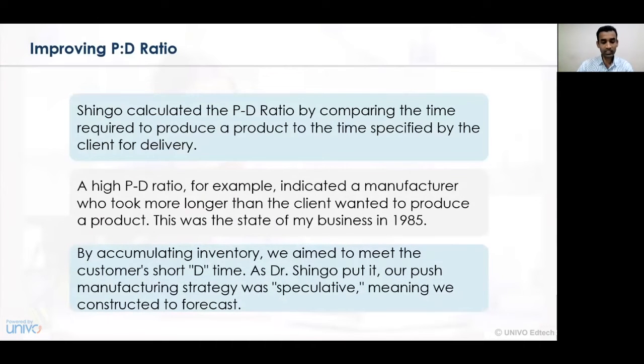By accumulating inventory, we aim to meet the customer's shorter D time, that is, the delivery time. Dr. Shingo put forward how to prepare a strategy in terms of manufacturing concerns, and how production or goods and services activity can be monitored as and when the need arises. Hence, accumulating inventory and using it properly to create a more profitable and beneficial product is the consideration of improving the PD ratio.